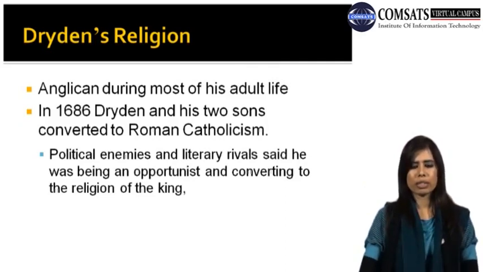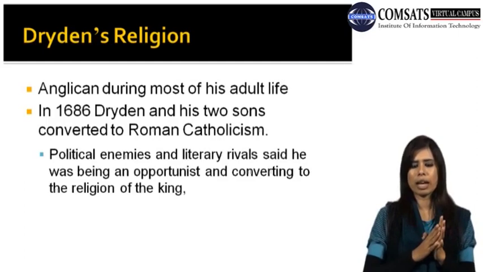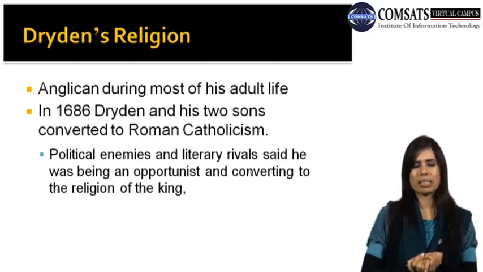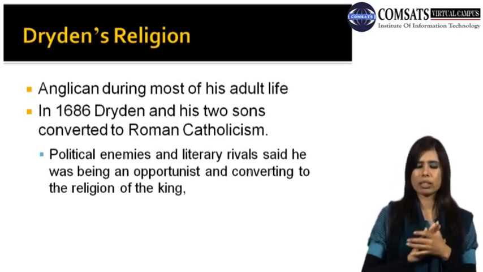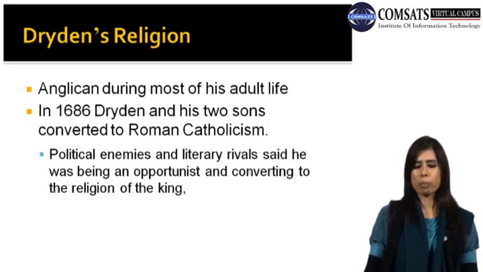Anglican during most of his adult life. Fine. In 1686, Dryden and his two sons converted to Roman Catholicism. So previously they were Anglican, and in 1686 he and his sons converted to Roman Catholicism. Political enemies and literary reviewers said he was being an opportunist and converting to the religion of the king.